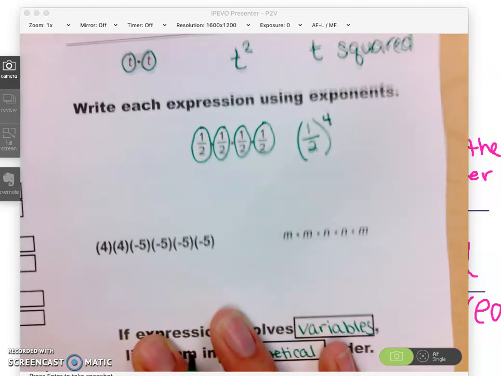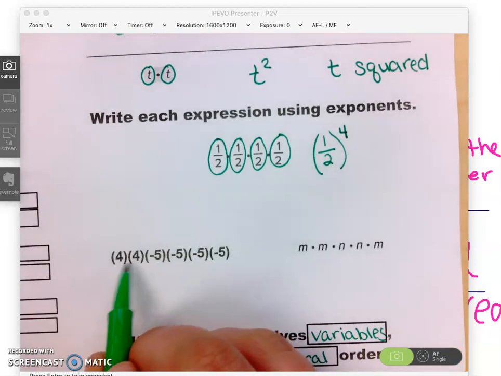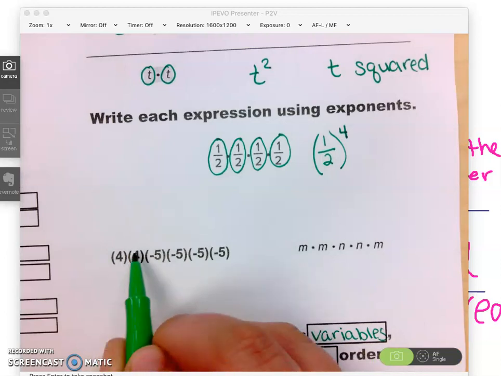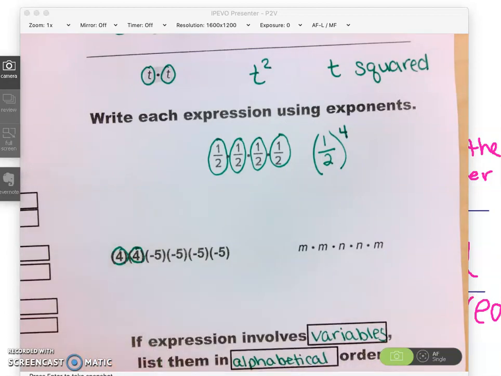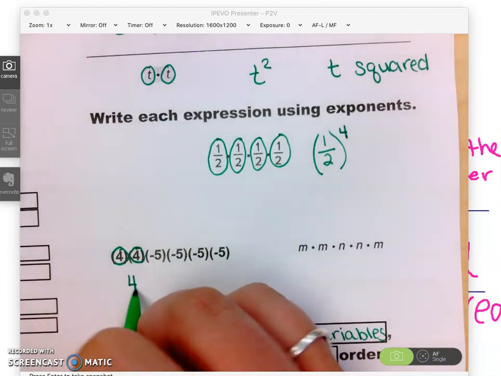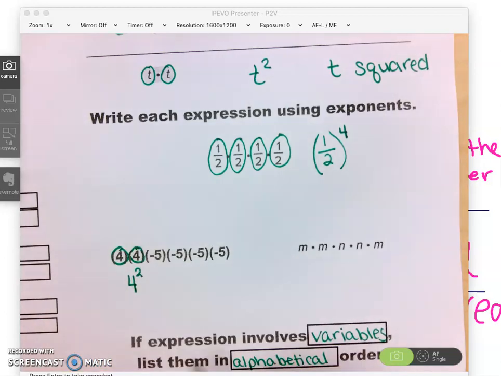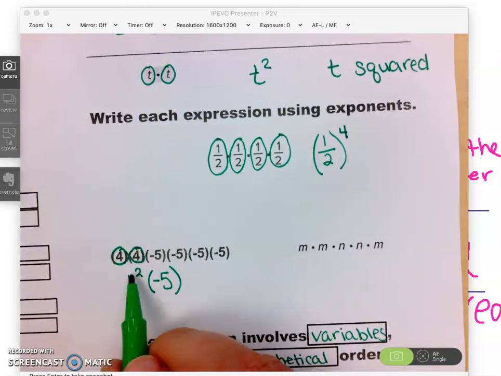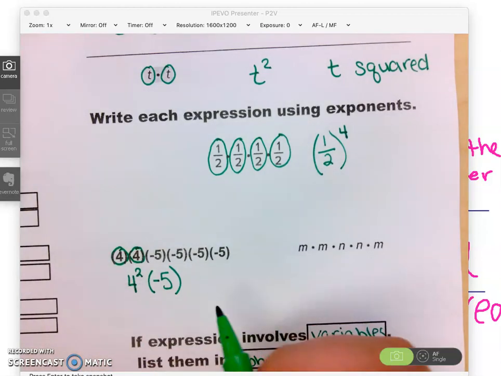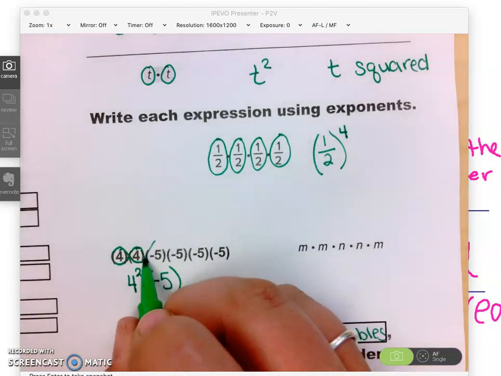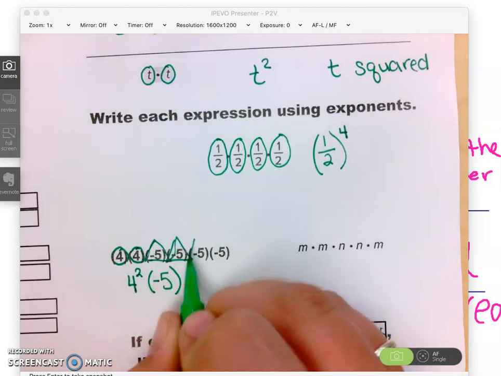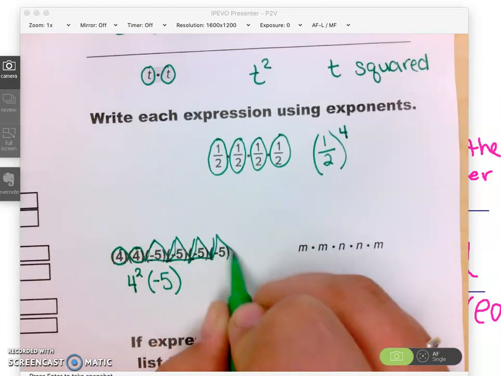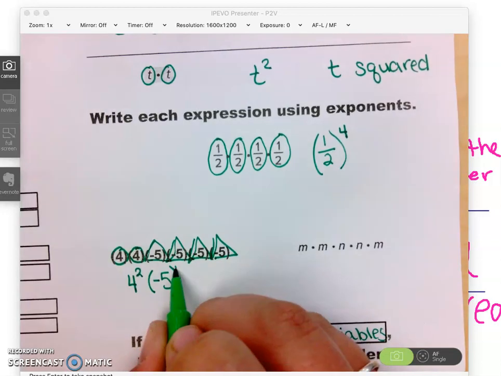Okay, down here, I need to only choose ones that are the same. So 4 is only there twice, so it's going to be 4 to the 2nd power. And then I have -5, which I want to keep inside my parentheses. I can keep this inside my parentheses too if I want to. But I have 1, 2, 3, 4. So I have -5 to the 4th power.